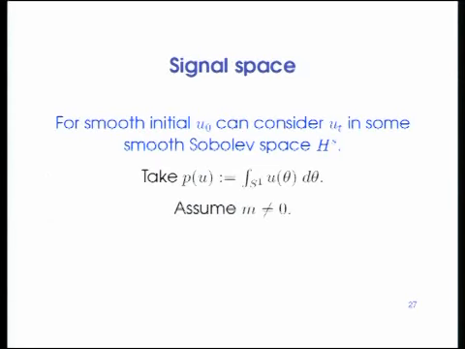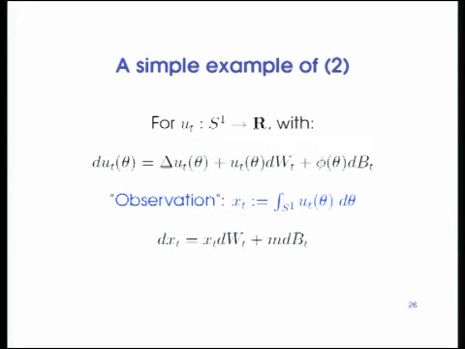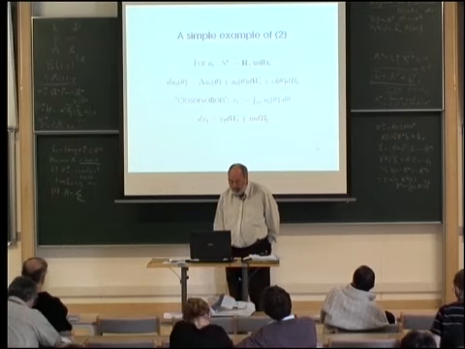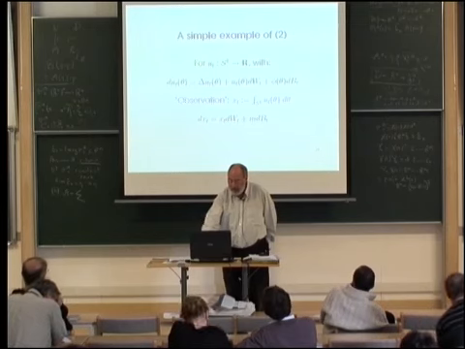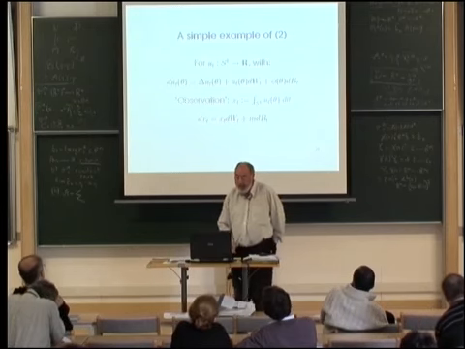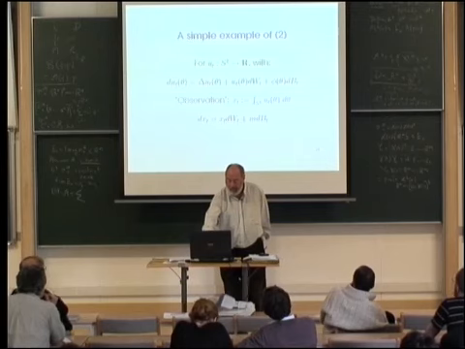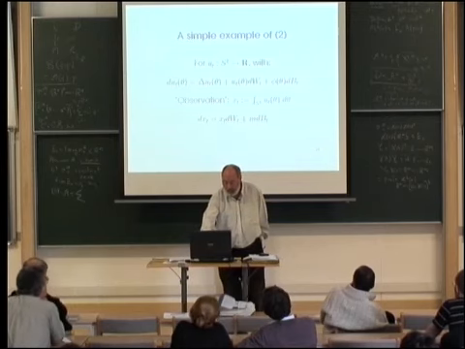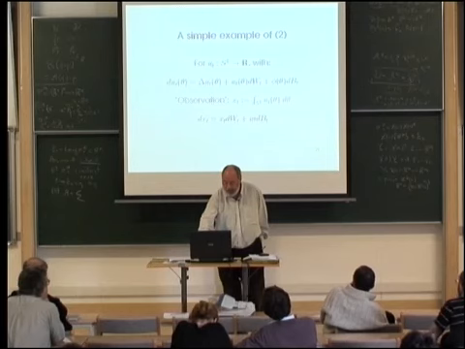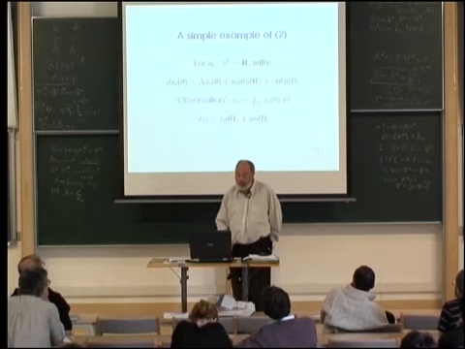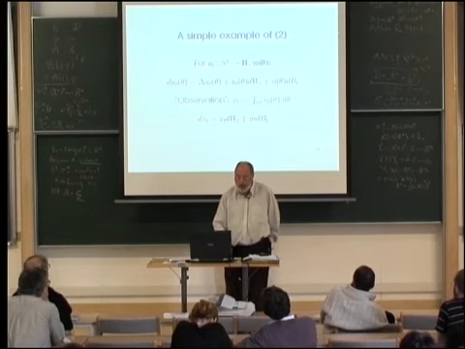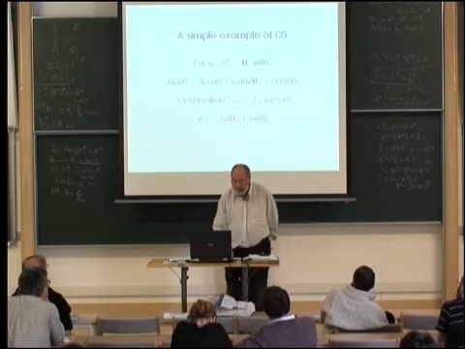So I'm going to take a very simple example. The space will be a circle, and I'm going to consider about the simplest one I could think of for an SPDE, where you have a Laplacian on the circle, so it's one-dimensional space, a noise WT and a BT. These are just one-dimensional Brownian motions. And our observation will be this integral.